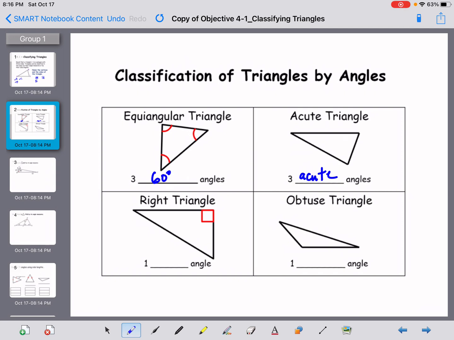A right triangle has one 90-degree angle, and then the other 2 angles would be acute. And an obtuse triangle has one obtuse angle. Remember that obtuse means greater than 90 degrees.